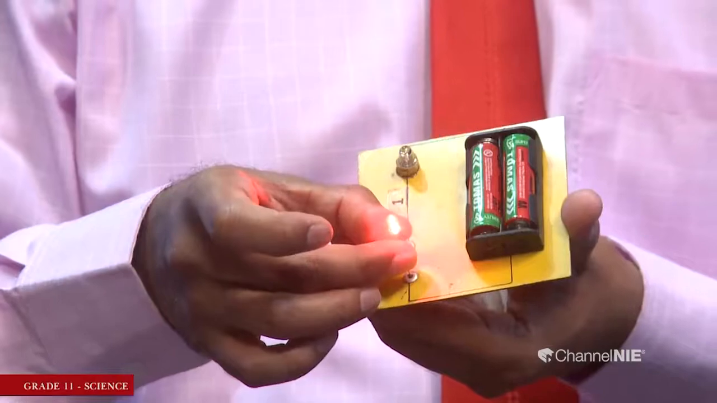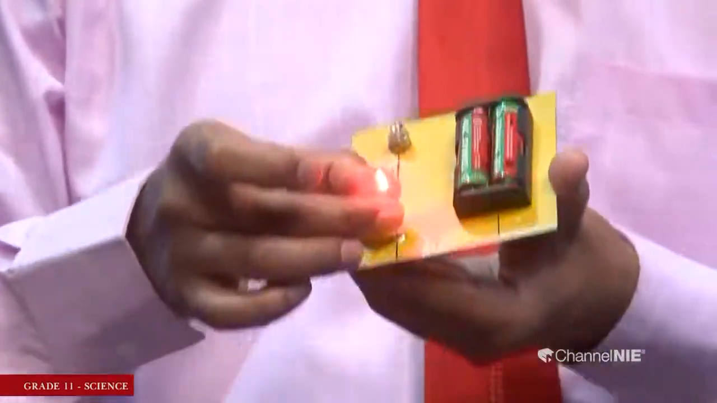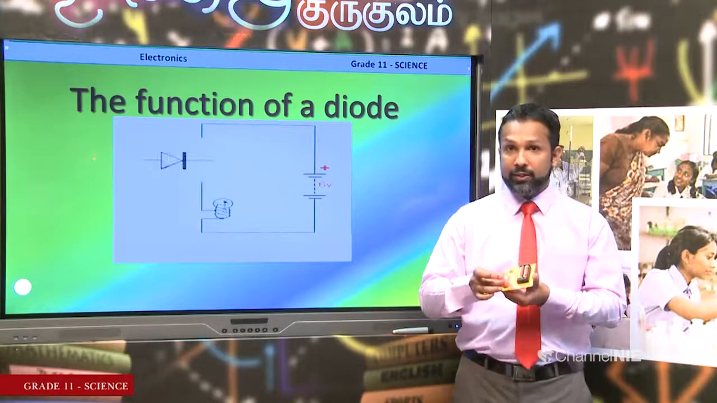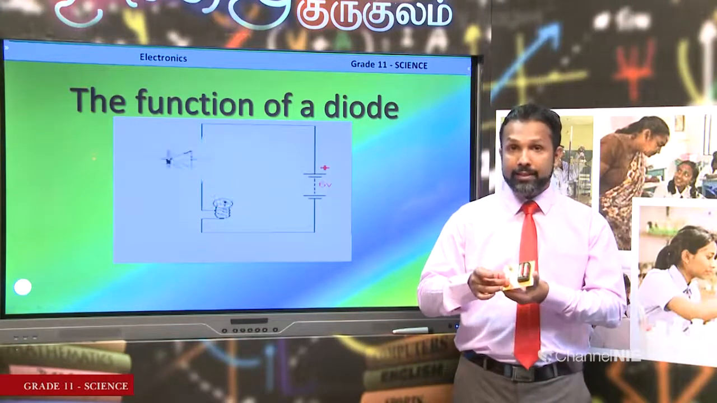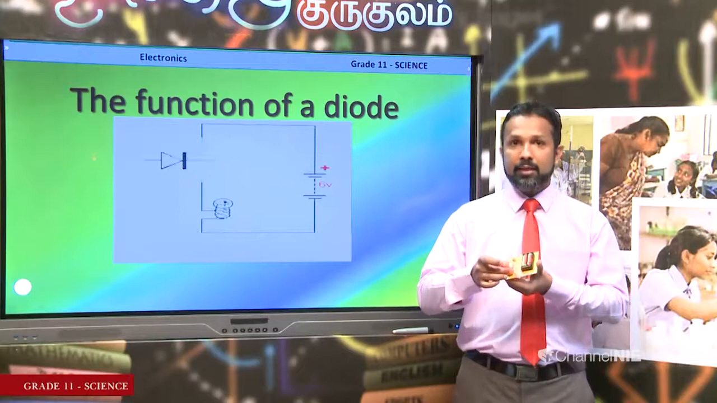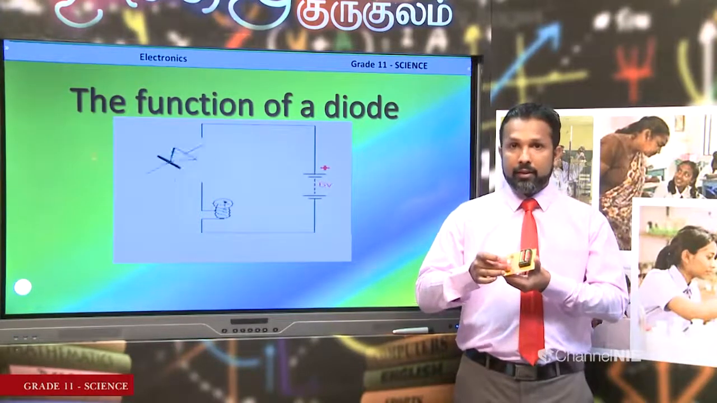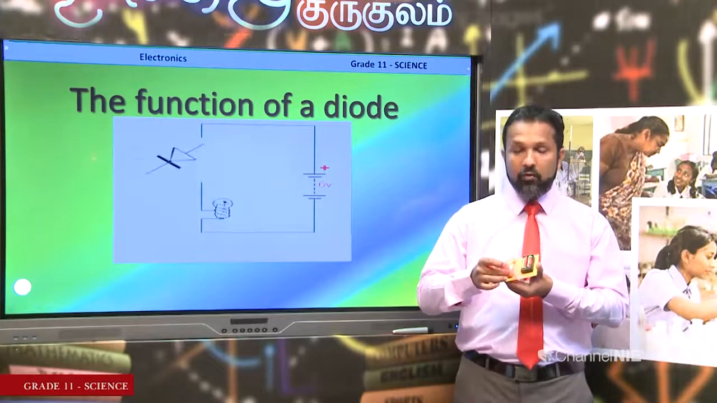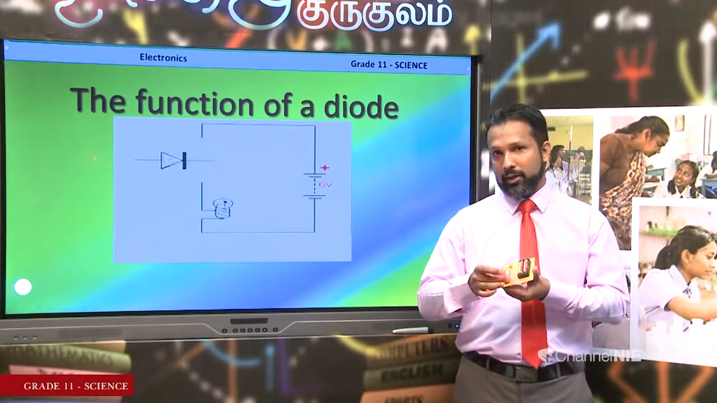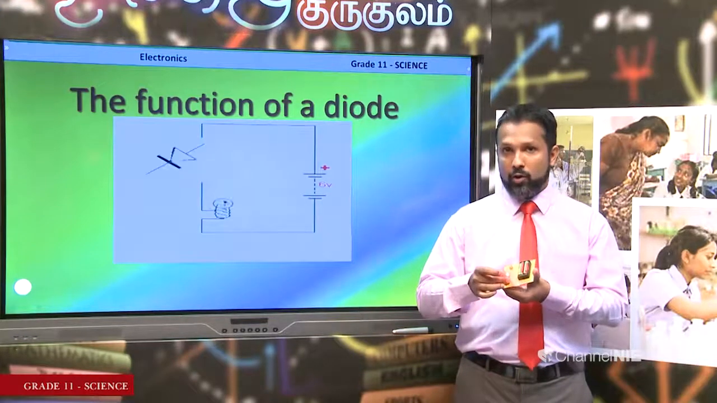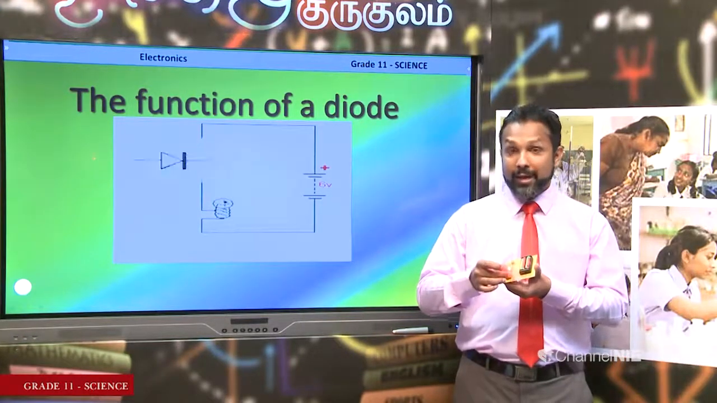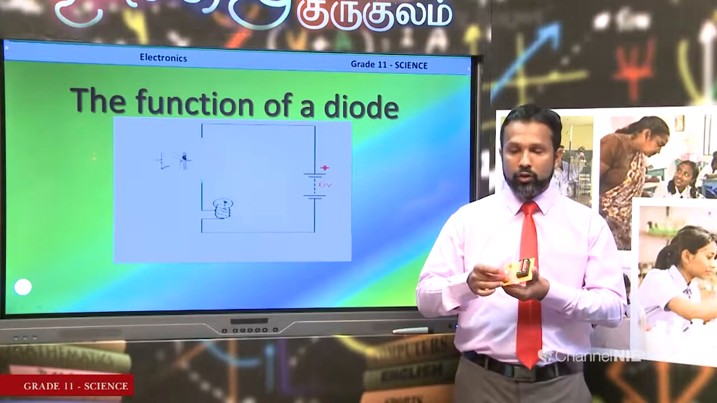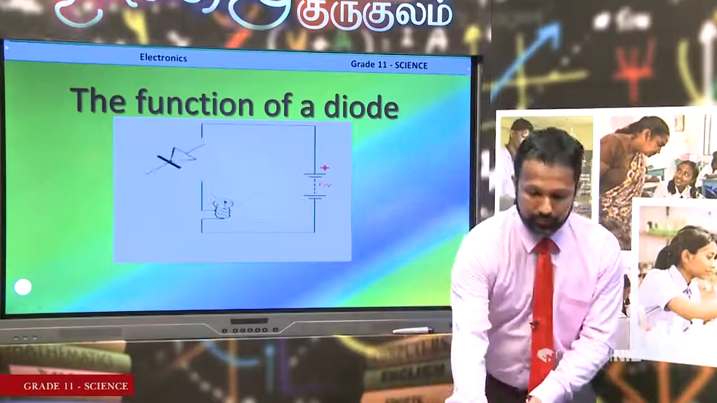What does that mean? Current flows through a diode only in one direction. One direction means when the diode is in forward bias condition, electricity flows through it. In that case, we have to keep in mind that the positive terminal of the dry cell should be connected to the anode of the diode, and the negative terminal of the dry cell should be connected to the cathode of the diode. Right.